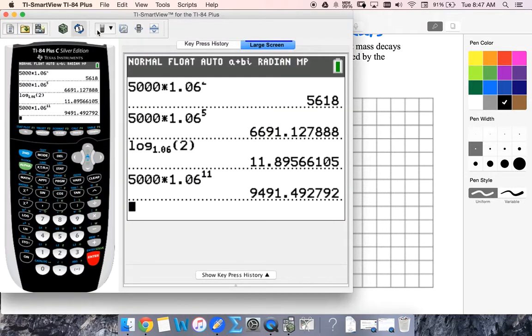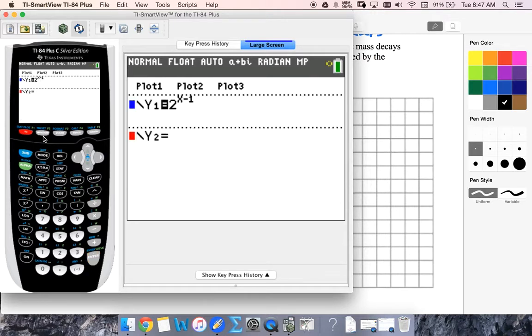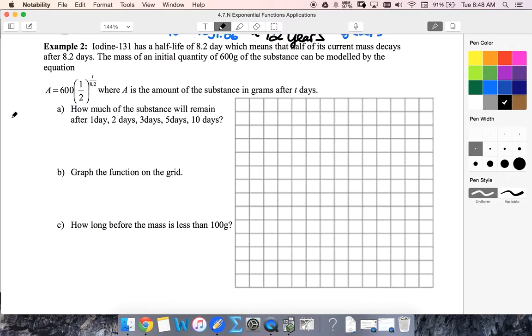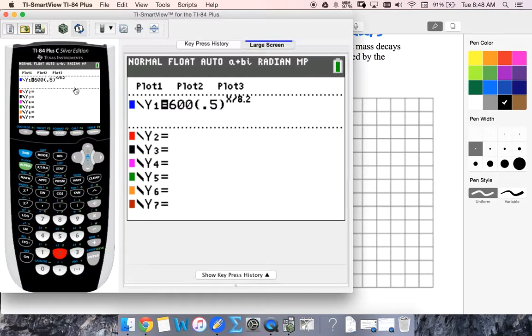in my calculator. So I'm going to go into my y equals, and I'm going to put in that equation. So we have 600 times a half raised to the x divided by 8.2. I just want to check that. Yes. Okay. Now I'm going to go into the table.